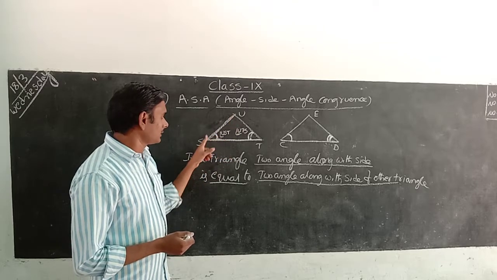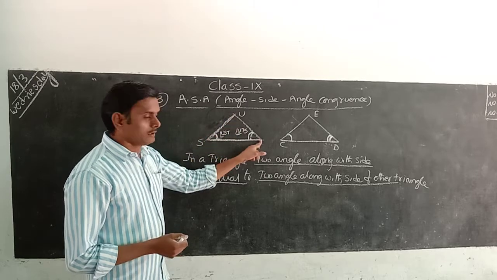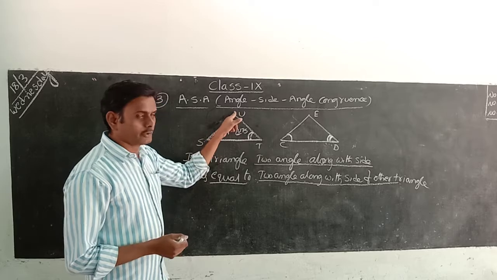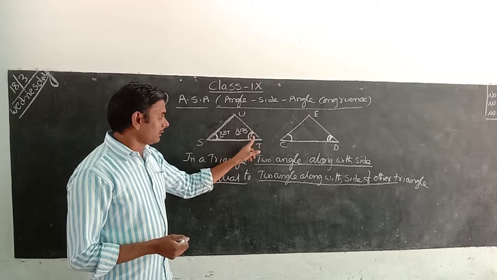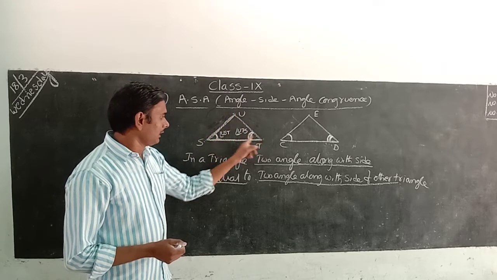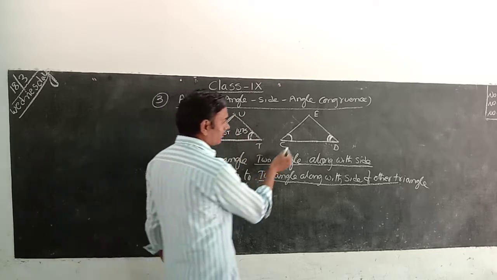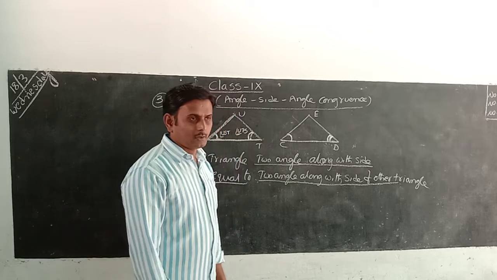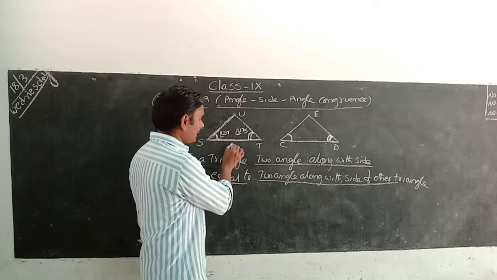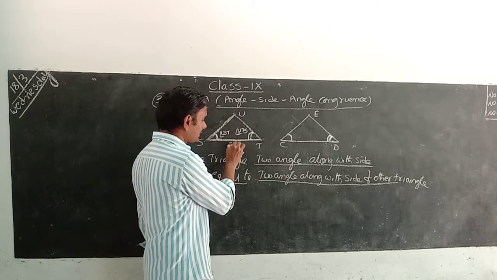What is the name of this angle? UST, or TST also you can write, no problem. What is the name of this other angle? UTS or STU. If you look at the other triangle, how do we say the names? This is the ST side. This is the ST side.